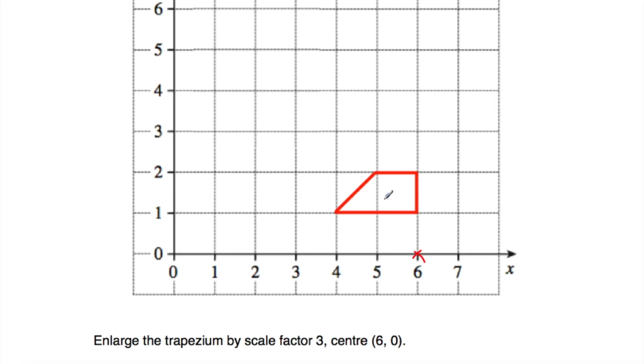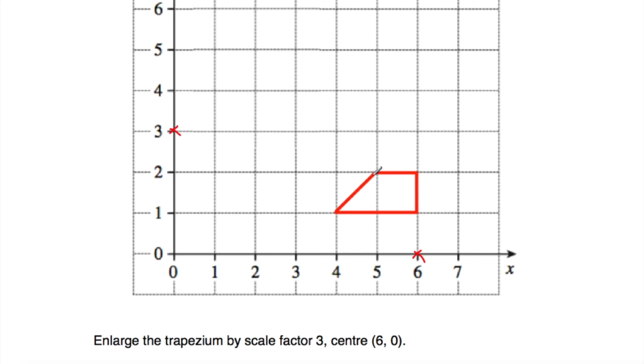So it means that all the points are going to become 3 times as far away from this center of enlargement here, 6, 0. So let's start off with this point here, the bottom left-hand corner. To get to this bottom left-hand corner, we would go from the center of enlargement 2 to the left and 1 up. Now the scale factor of enlargement is 3, so instead of going 2 to the left and 1 up, we're going to times that by 3, so that'll be 6 to the left and 3 up. So 6 to the left, 1, 2, 3, 4, 5, 6, and 3 up, 1, 2, 3, so that'll be there. Okay, that point is done.